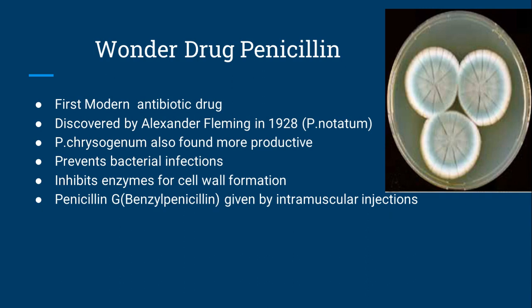And how does it prevent bacterial infection? Because it inhibits the enzymes which are responsible for the cell wall formation of bacteria. There are so many modified penicillin drugs which are synthesized from the culture of this Penicillium fungus. One example is penicillin G, that is benzyl penicillin. It is used as an intramuscular injection, and some forms of the penicillin drug are also used orally. So this is all about the discovery of penicillin, the wonder drug.